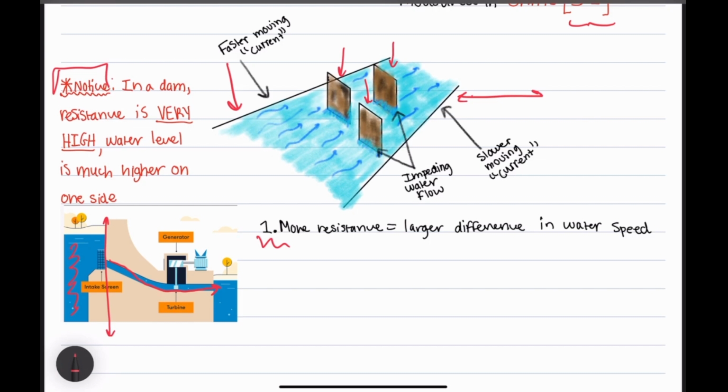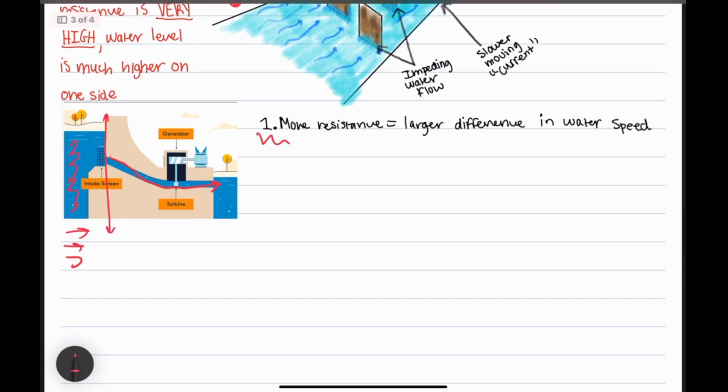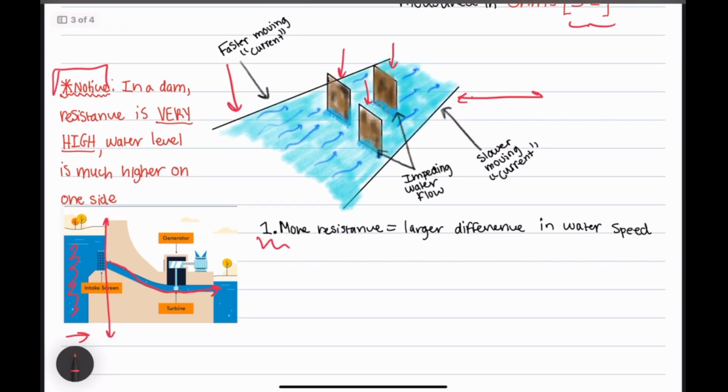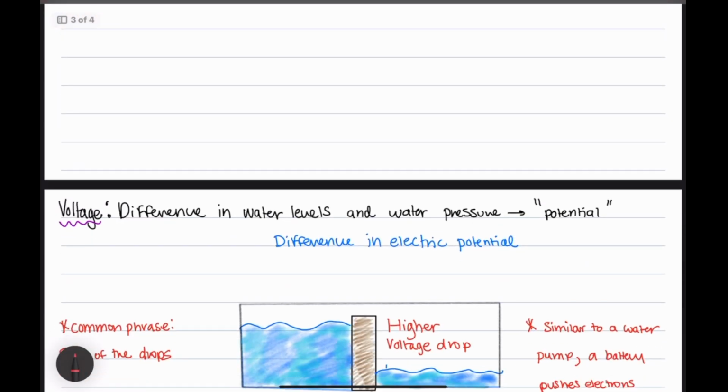So not only is there a difference in the height of the water, but all the water on the left side here really wants to get through this one little part, so there's more pressure. So like we said, resistance is how much you want to limit the flow of water, or in the electronics case, limit the flow of electrons.